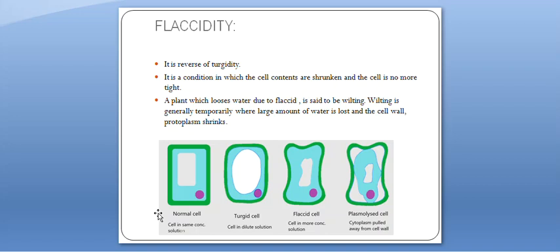Now this is a diagram of a normal cell where the cell is in the same concentration, that is isotonic. This is a diagram of a turgid cell. When put in a dilute solution, it becomes turgid, and when we put it in a higher concentration, it becomes flaccid. This is a diagram of a plasmolyzed cell where plasmolysis has taken place and the cytoplasm is shrunk, pulled away from the cell wall.